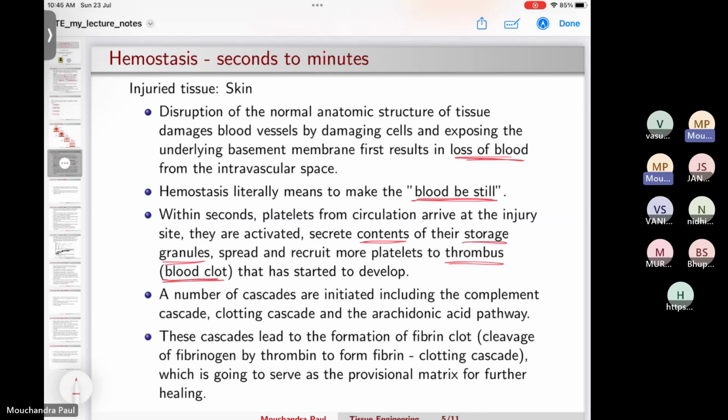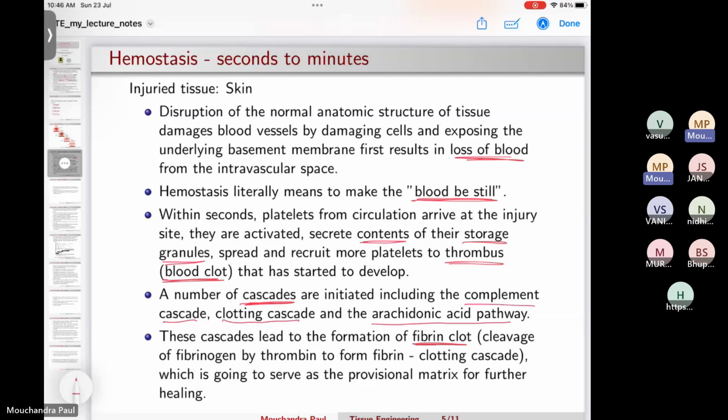Now due to the platelets, a number of cascades are also initiated at that site. So cascades like complement cascade, clotting cascade, arachidonic acid pathways. So these cascades also get initiated. These are basically some biochemical pathways that result in formation of some protein product or any kind of small molecules, etc. So these cascades lead to the formation of the fibrin clot.